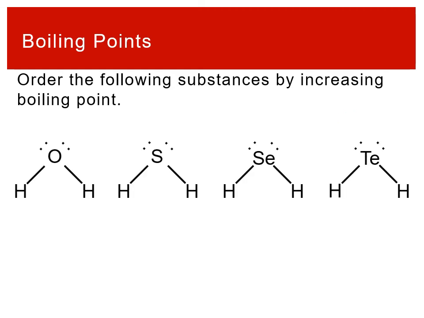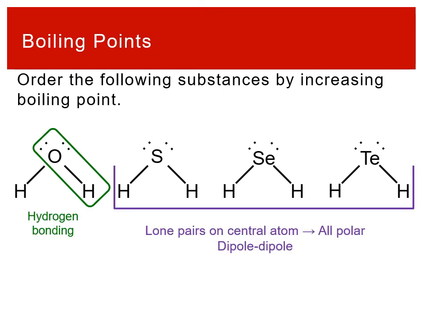Okay, so if I look at this, I can see water, as we've talked about before, can form hydrogen bonds. If we look at the rest of the molecules, there are lone pairs on the central atom, which means they can all form dipole-dipole interactions. They're all polar. So we know right off the jump, we expect water is first. Water should have the highest boiling point among these. But how do we distinguish the rest of them?